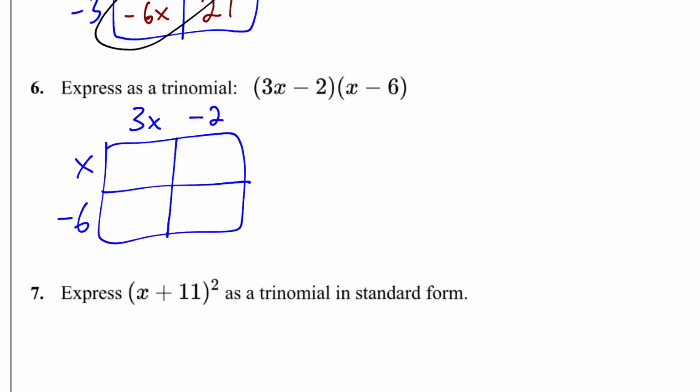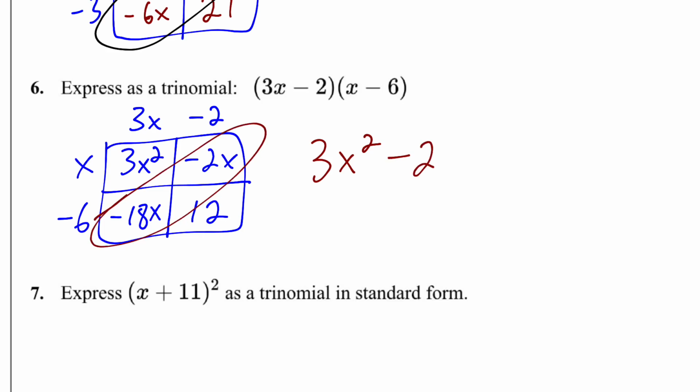This is how you set up number 6 using the box method. This gives you 3x squared minus 2x minus 18x and a positive 12. They're both negative. So when you combine like terms, it's these x terms that turn into negative 20x, and everything else stays the same.